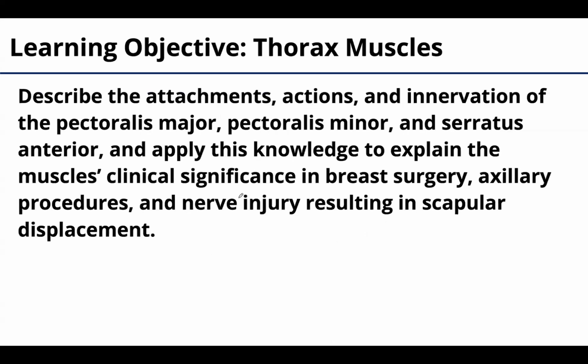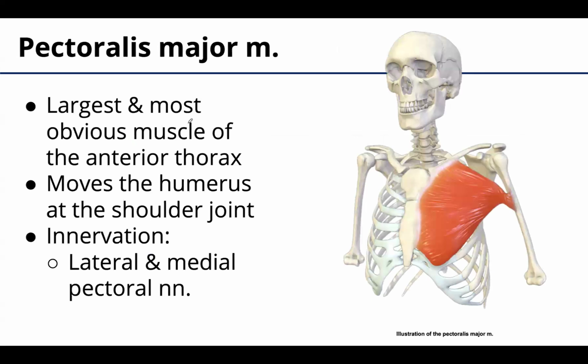In this last video for session 2, we are going to focus on the anterolateral thoracic muscles. And this is a fairly long learning objective. We're going to talk through some of the attachments, but not all, of these muscles, as well as actions and innervation. The three muscles we are focusing on are pectoralis major, pectoralis minor, and serratus anterior. And we'll talk through a little bit of the clinical significance of these muscles based on our understanding of those attachments, actions, and innervation.